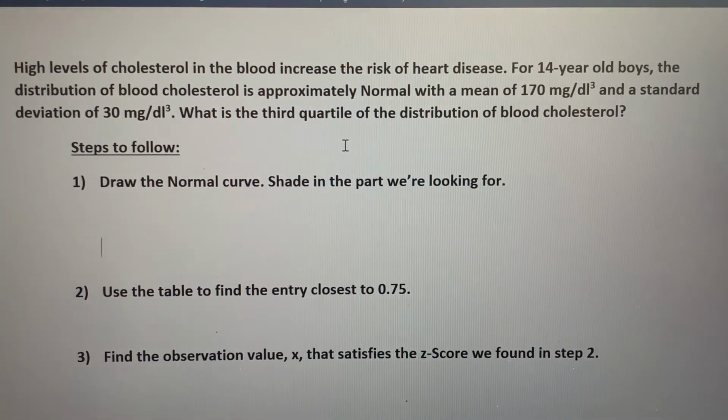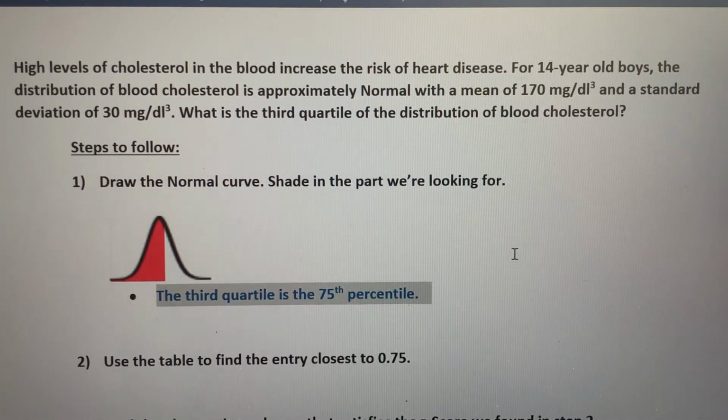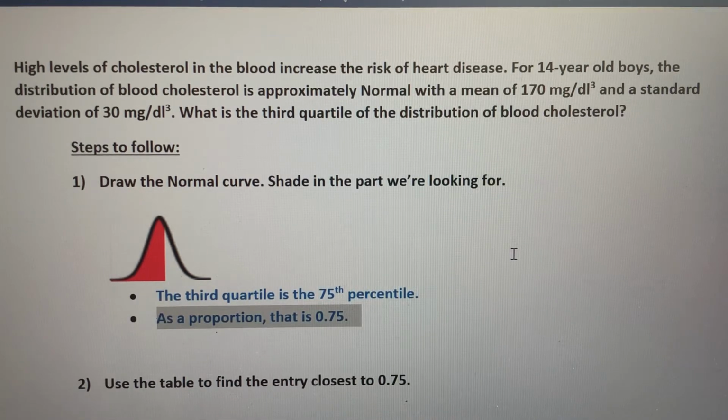Okay, so third quartile means 75th percentile. So we've got our mean here at 50%, we've got another 25% to the right of that. So we're looking for the third quartile. Third quartile again is the 75th percentile, which means we're looking for a proportion of 0.75.